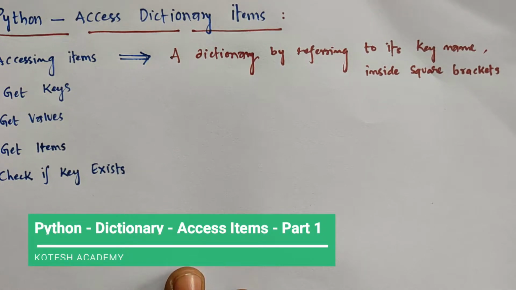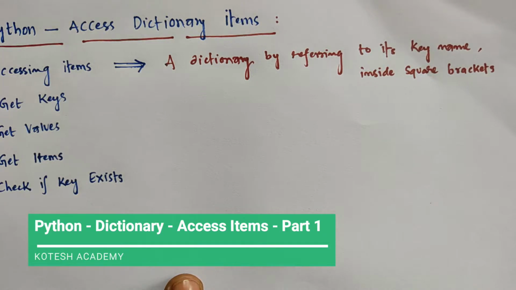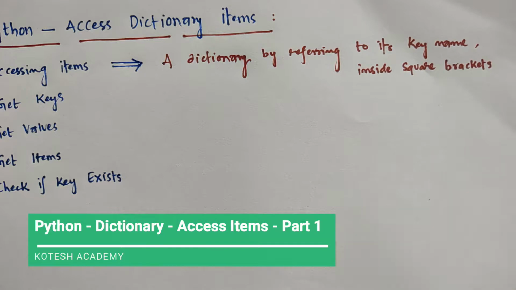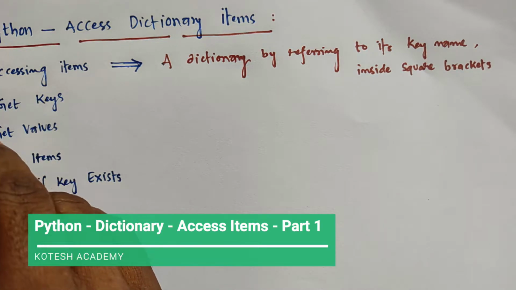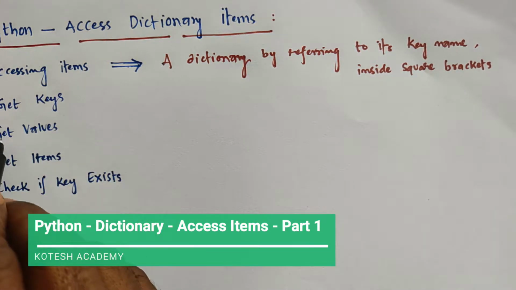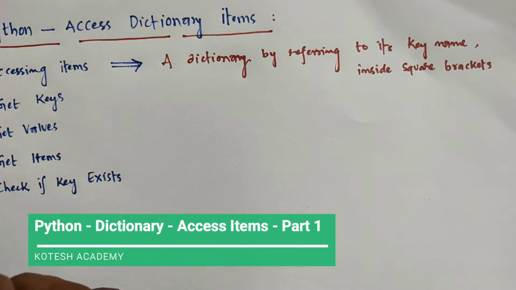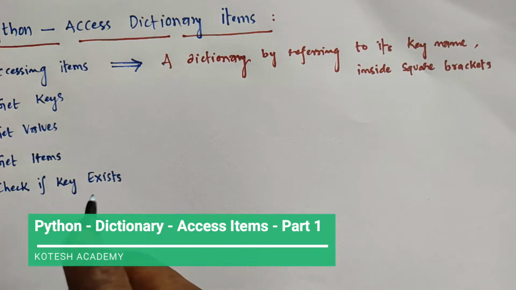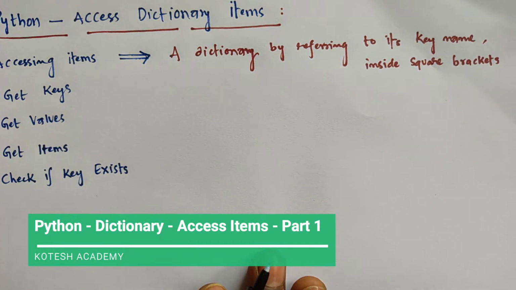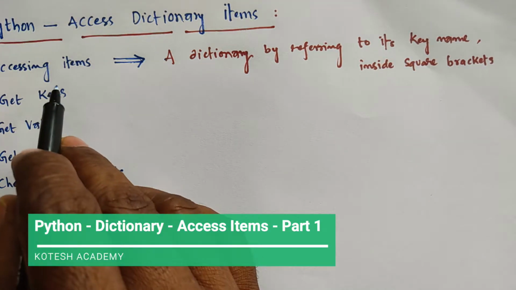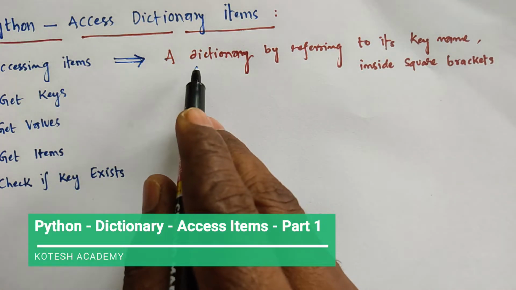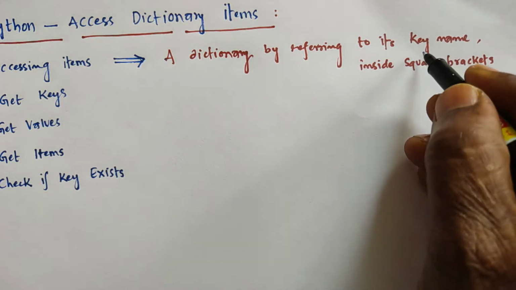Hi friends, next we are going to talk about accessing dictionary items in the Python language. Accessing dictionary items can be classified as: accessing items, get keys, get values, get items, and checking if a key exists or not. These are the types of concepts we can access in a dictionary. How do you access items? You access an item in a dictionary by referring to its key name.